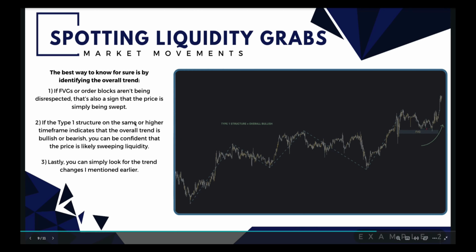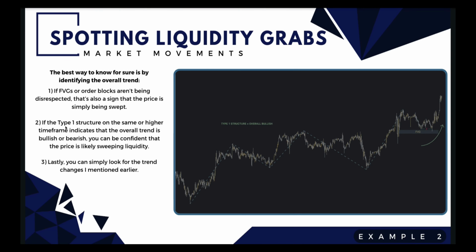Okay, so the second part is the type 1 structure, and if you don't know what that means, you have to look at my intermediate to advanced market structure video. If the type 1 structure on the same or higher time frame indicates that the overall trend is bullish or bearish, you can be confident that the price is likely sweeping liquidity. So we already talked about that, right? Type 1 structure, overall bullish.